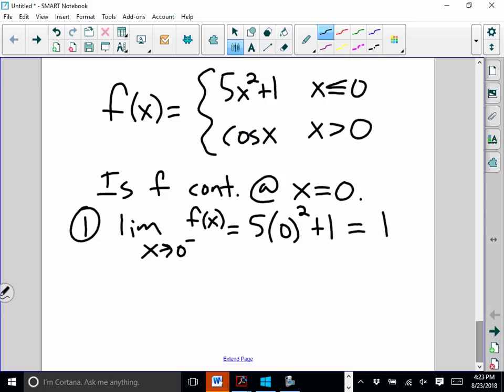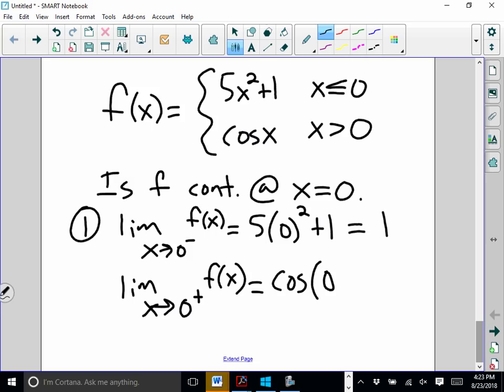Now I need to check the right-hand limit. For the right-hand limit, I need to use the function that's defined for x is greater than or equal to 0, and that's cosine. Please, please, please, do not say that cosine of 0 equals 0. We know from pre-calc, from our unit circle, that cosine of 0 is 1.